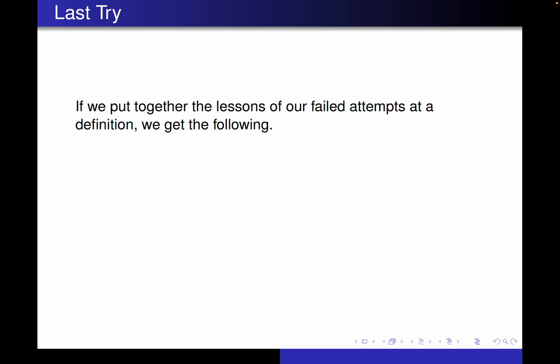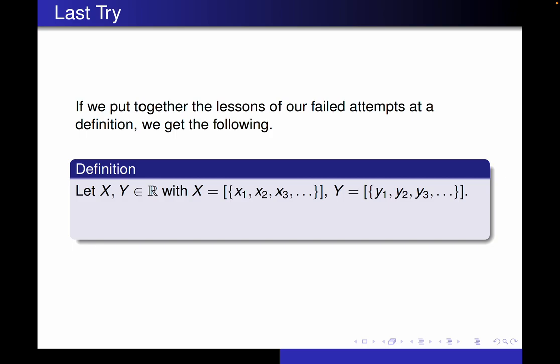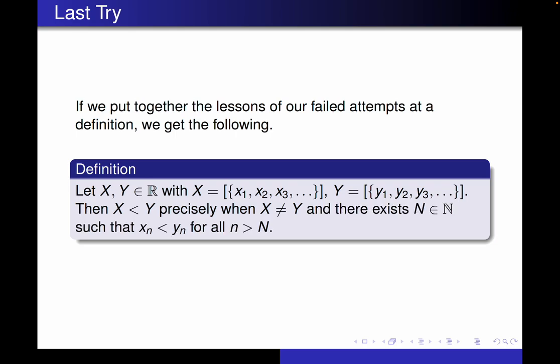This time for sure. So let x and y be real numbers where x is represented by the Cauchy sequence x1, x2, x3, etc. y is represented by the sequence y1, y2, y3, etc. Then x is less than y precisely when, first of all, x is not equal to y. We're not falling into that trap again. And there exists some natural number big N such that xn is less than yn for all n greater than big N.